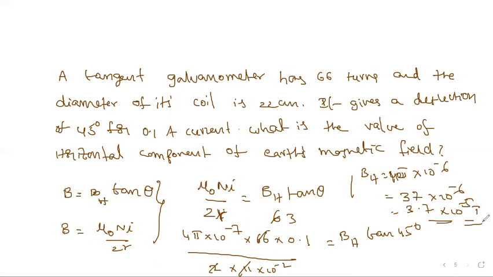So the answer is 3.7 into 10 power minus 5 Tesla. In any tangent galvanometer, whenever the circular coil is placed at the center, when current passes through the circular coil, it produces a magnetic field. So when we place the magnetic compass at different positions, the magnetic compass will give some deflection due to this magnetic field. We know the magnetic field produced by the current carrying coil is mu naught Ni by 2R. And with the deflection value, we can calculate the magnetic field value, that is by using B equal to BH tan theta. Okay, so by equating both of them, you are just getting the answer for BH tan theta.